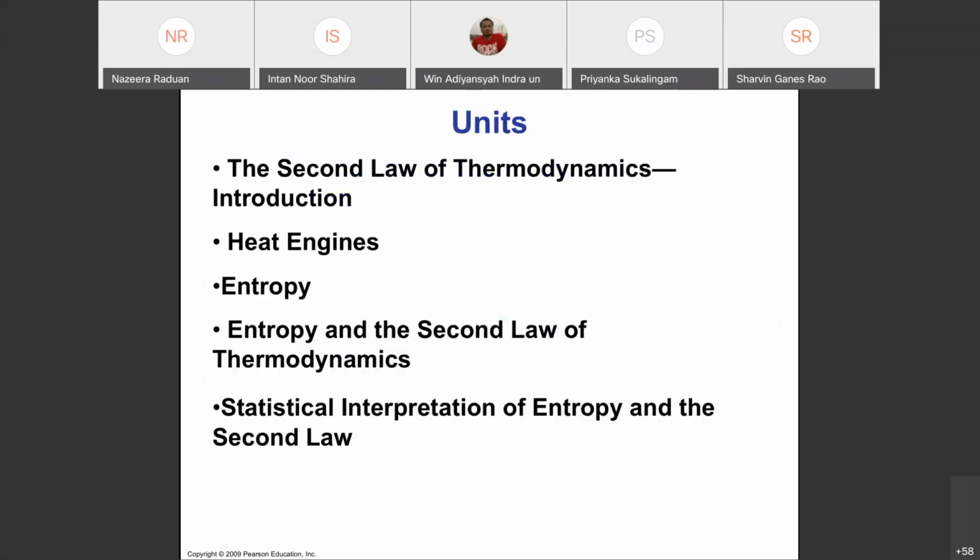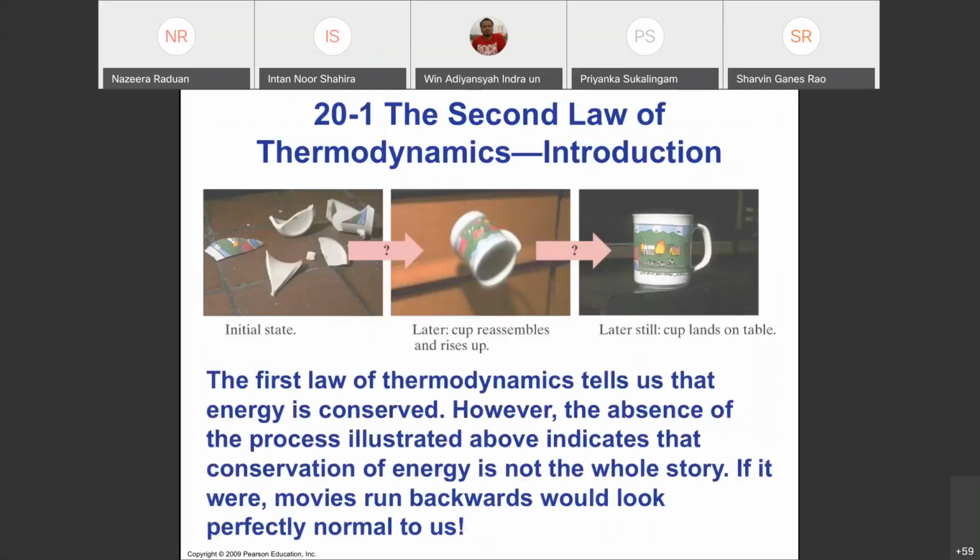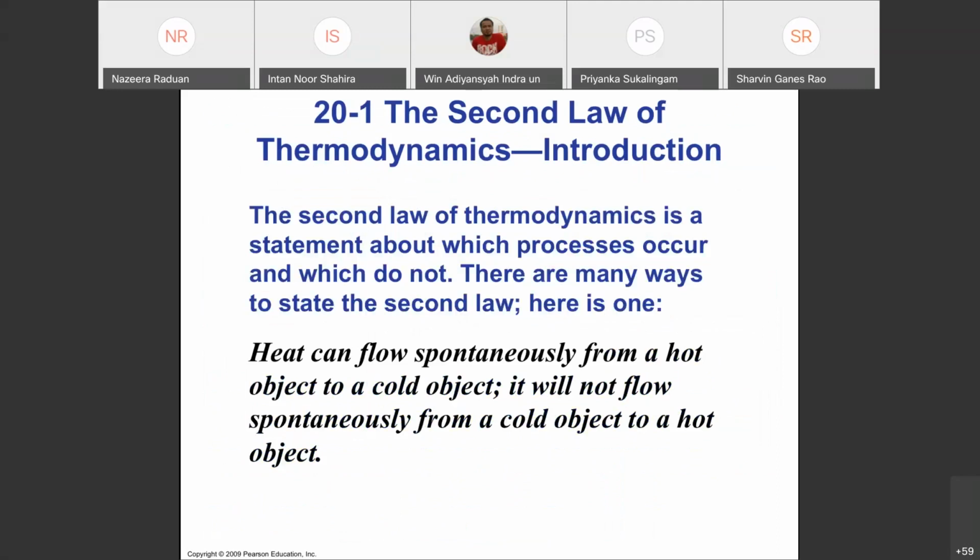Okay, last one is the second law. The second law of thermodynamics, let me go directly to the law. This is basically the simple explanation of the second law. Heat can flow spontaneously from hot object to cold object. It will not flow spontaneously from cold object to hot object.